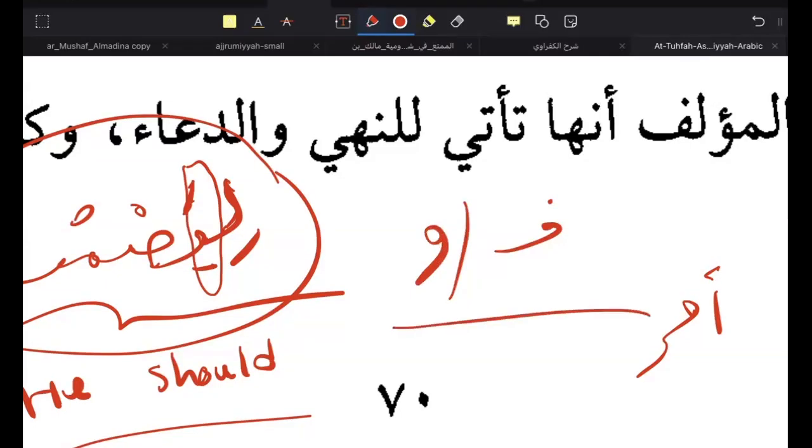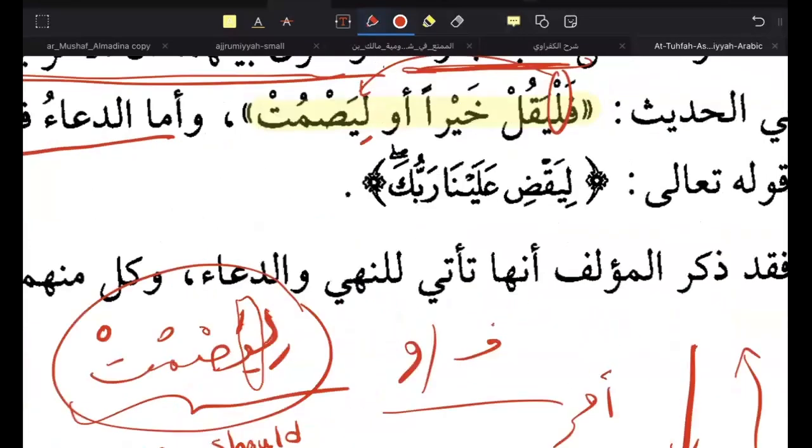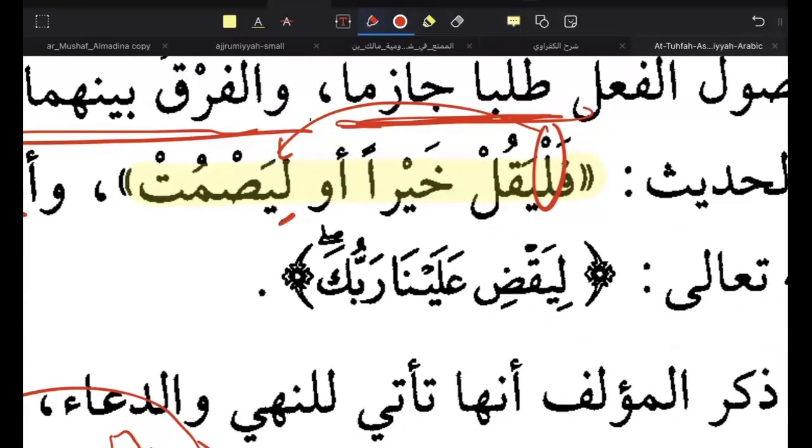Fa or waw, it will take sukun. Okay, so just keep this rule in mind. So don't get confused that this is something else. No, this is your same lam al-amr, just that preceded by fa. So that's the way we do it.